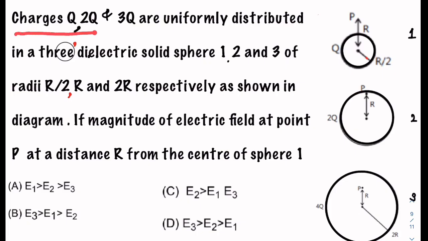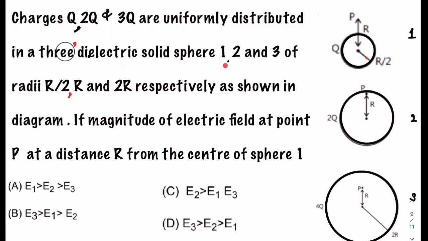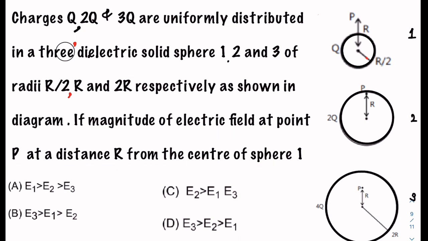Charges Q, 2Q and 3Q are uniformly distributed in three dielectric solid spheres, with radii r, r and 2r. Find the magnitude of the electric field at point P at a distance r from the center. Now for the first figure, point P is outside. For the second sphere, point P is on the surface. And for the third sphere, point P is inside.